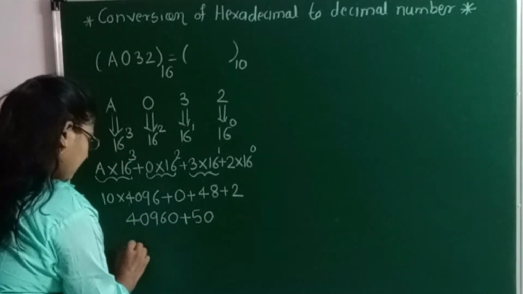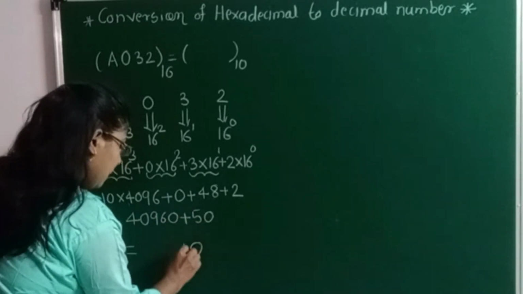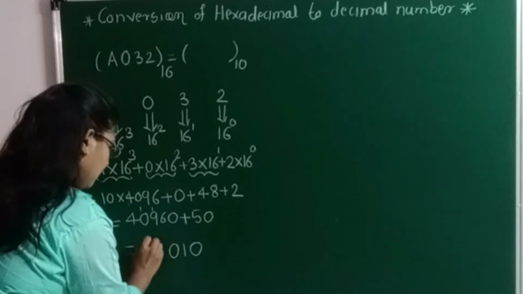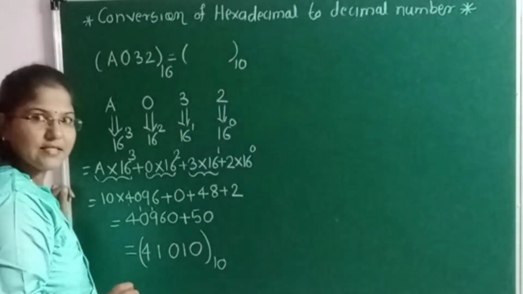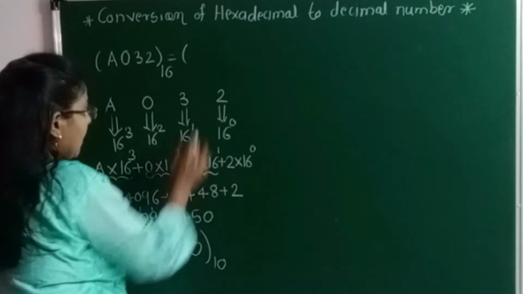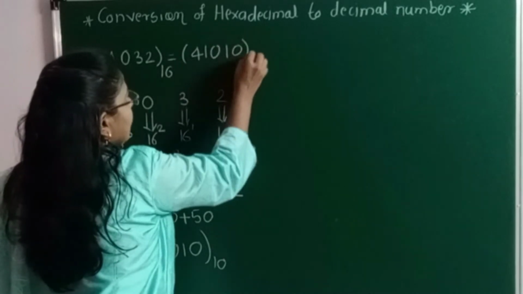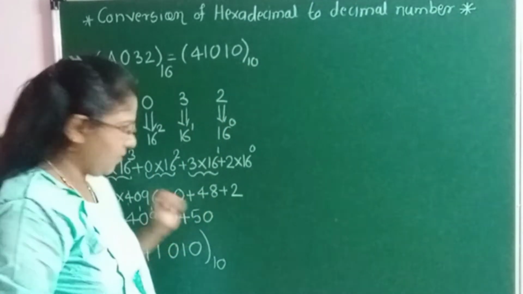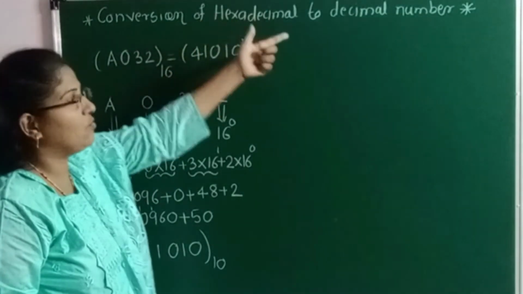So we have to take the addition of these two numbers. 0 plus 0, 0; 6 plus 5, 11, here 1; 9 plus 1, 10, here 1; 1, this is 4. So this is the equivalent decimal number for the given hexadecimal number. So at last you can write this hexadecimal number, and then equal to its equivalent decimal number is 41010, and its base is 10. So its base or radix indicates the type of number system. Okay, so this is how we can convert the integer hexadecimal to the decimal.